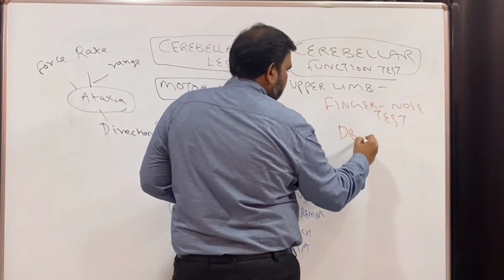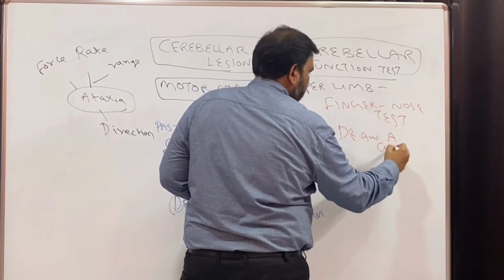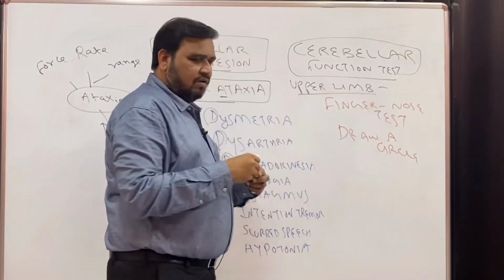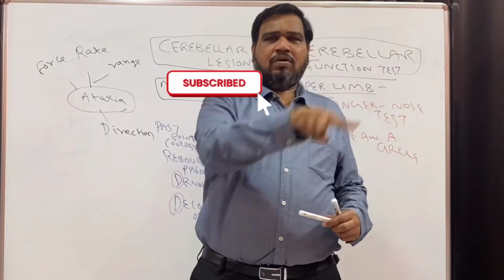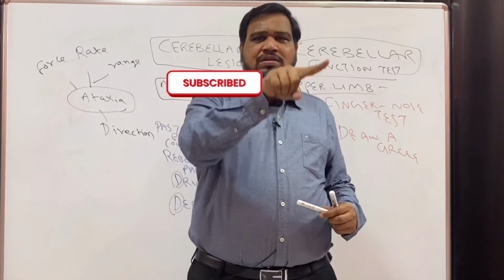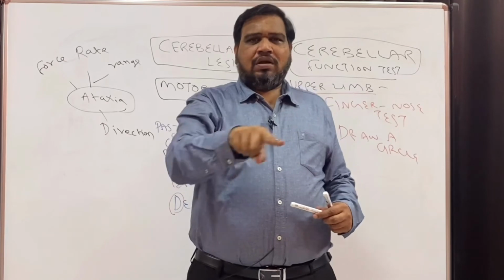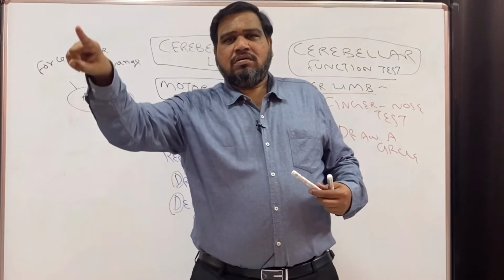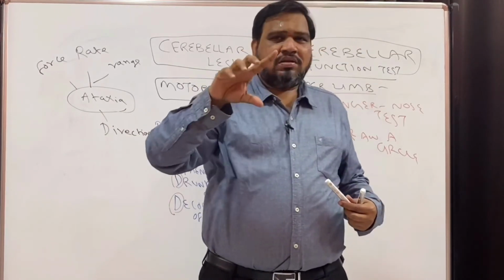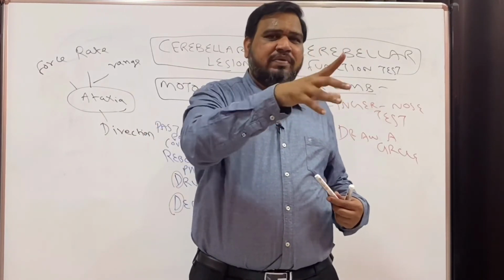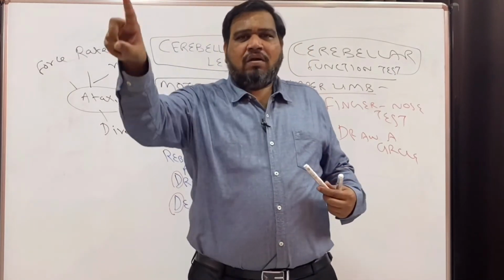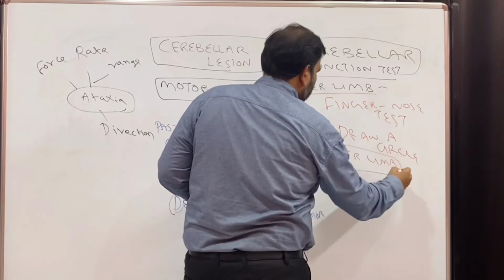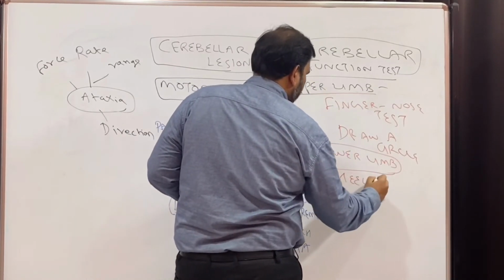Next, draw a circle. I am testing the upper limb, so I will draw the circle with my hand. You can see here, I am able to draw the circle because there is coordination and I know how to draw the circle. If my cerebellum is affected, intention tremor may be there, because my intention is to draw the circle, but there is a tremor. So I will not be able to draw the circle properly. Very important test.